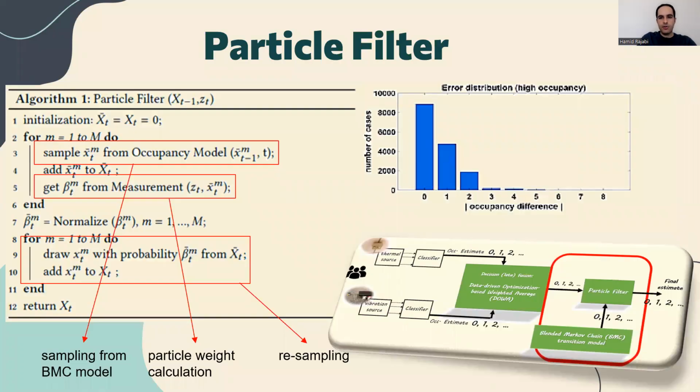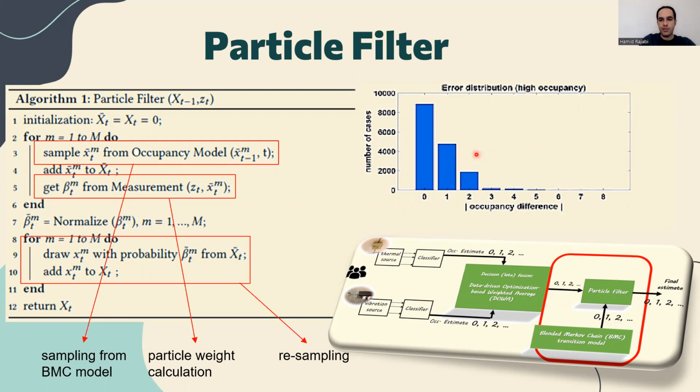The second submodule in the MODES sensor fusion module is the particle filter, shown in this algorithm here. In general, it has 3 phases or 3 steps. First, we have the sampling from the occupancy model, which is BMC here. Then we have the calculation of the particle weights. The weights are obtained from the measurement model, and the model is calculated from the distribution of the difference between the ground truth and the occupancy estimate from the sensor, which is the DOA's output in this case.